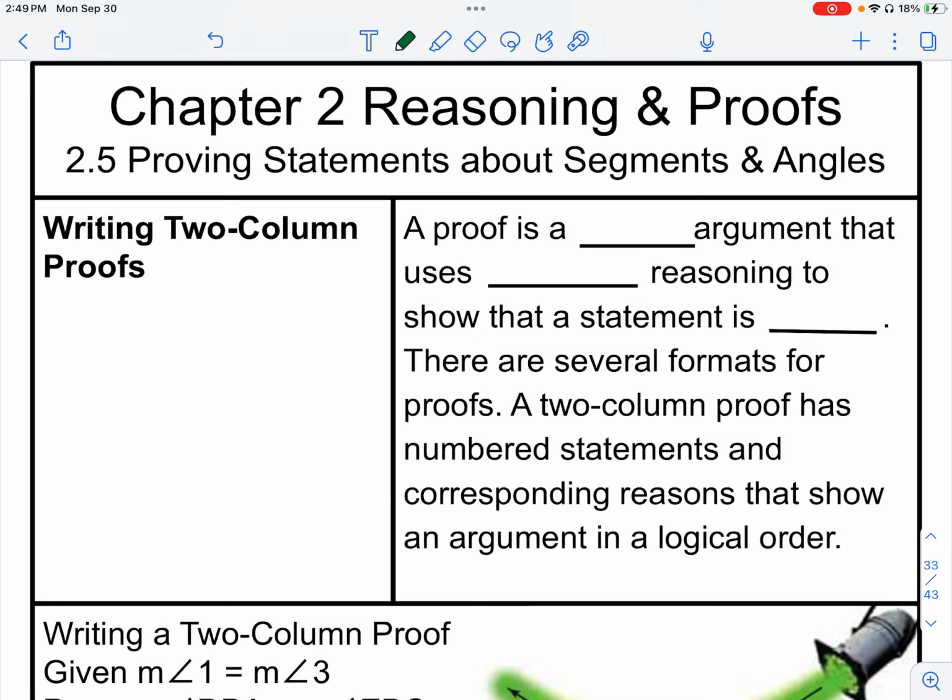All right, today we're going to talk more about reasoning and proofs, and today we're going to prove statements about segments and angles. And we're going to use what's called a two-column proof to do it. So what's a proof? Great question.